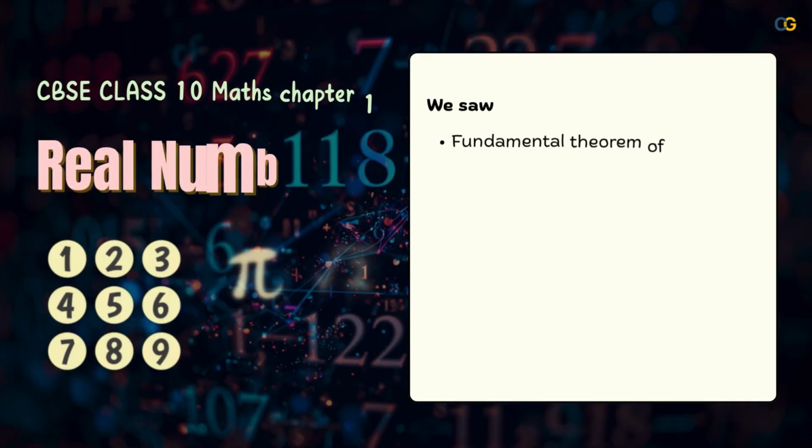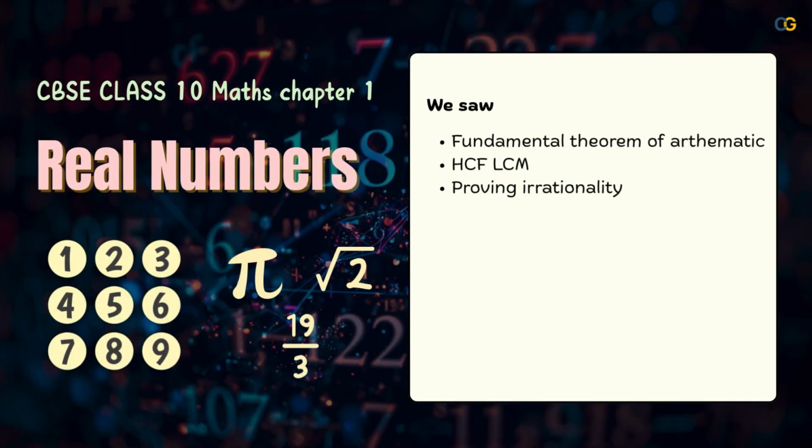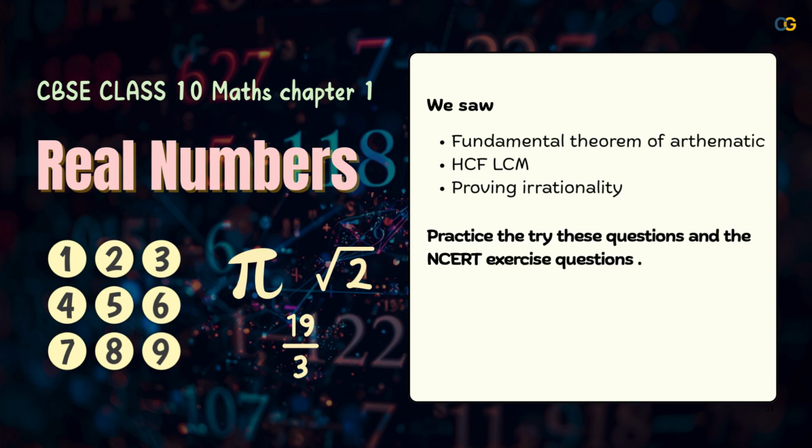So we saw how the fundamental theorem of arithmetic works and how we use it to find HCF and LCM. We proved the irrationality of numbers. Practice the try-these questions given in this video and also the NCERT exercise questions. Comment below if you are stuck with any question and we will find the answer for it.